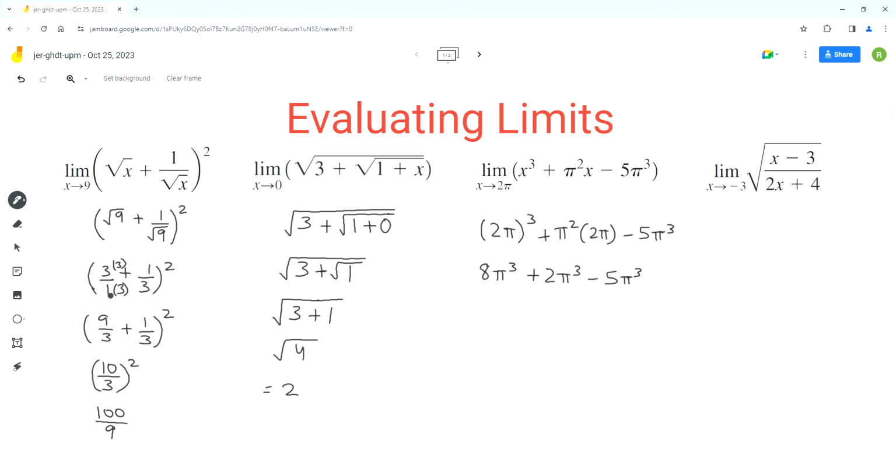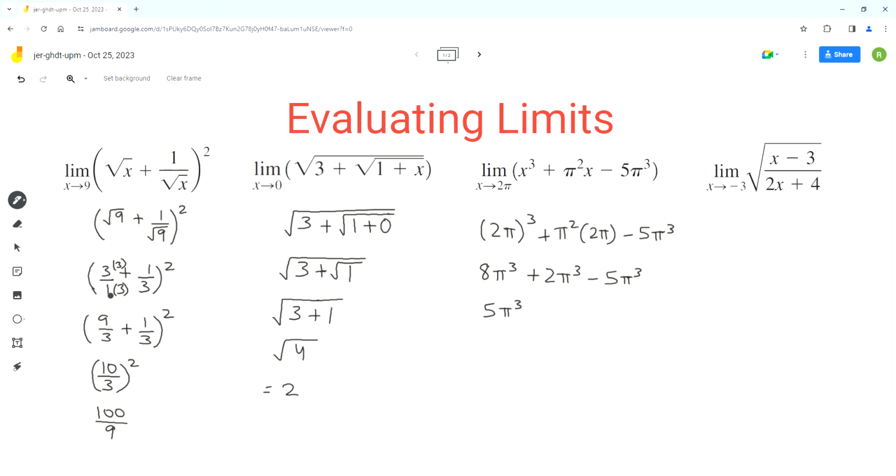Now we can combine these three terms because they are like terms. All of them have this pi cubed in them. So we have to combine the coefficients. So 8 plus 2 is 10 and 10 minus 5 is 5. So the final answer should be 5 pi cubed. We cannot simplify it any further. So this should be the exact answer for this third limit. So now we can evaluate the last one.